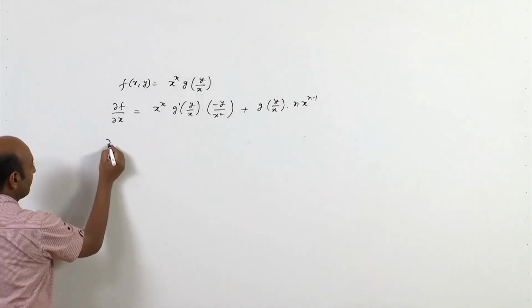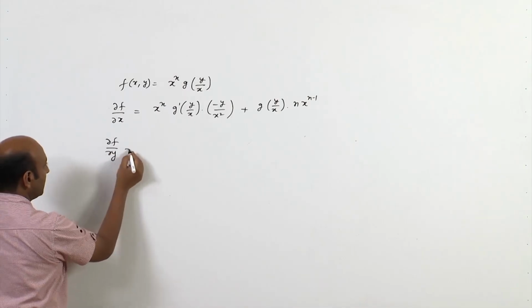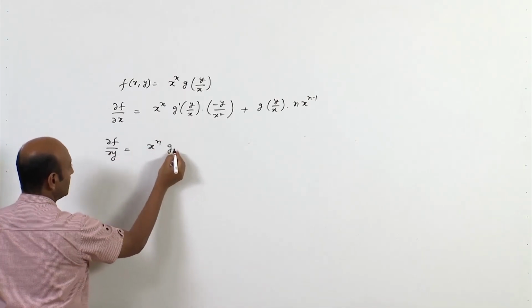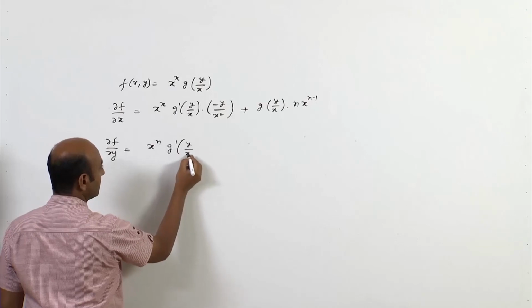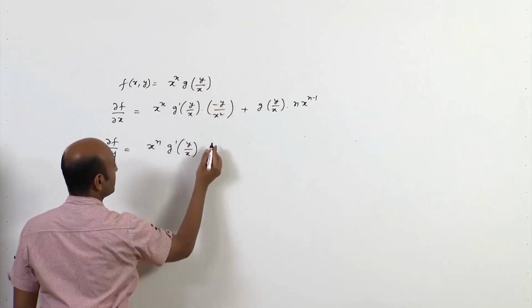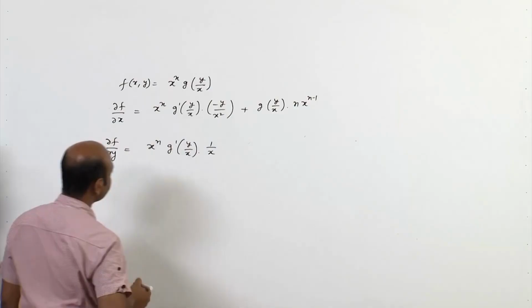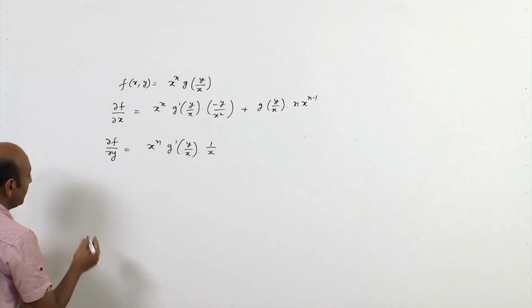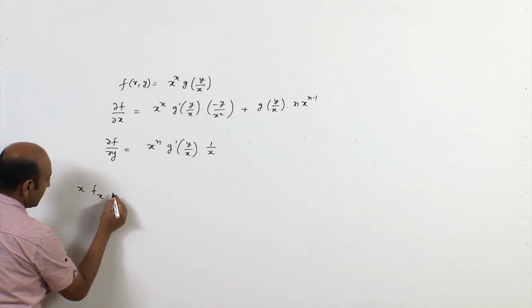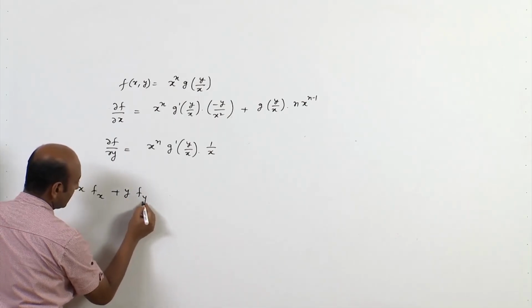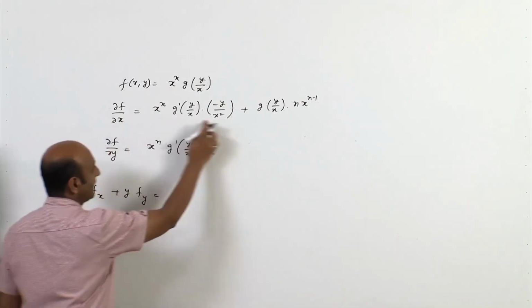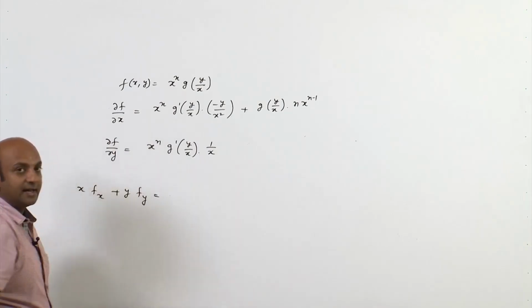Similarly, what will be del f upon del y? It will be x raised to power n g dash y by x, and this again which is 1 by x. Now, what will be x f x plus y f y? So, simply multiply this by x and this by y and add them.